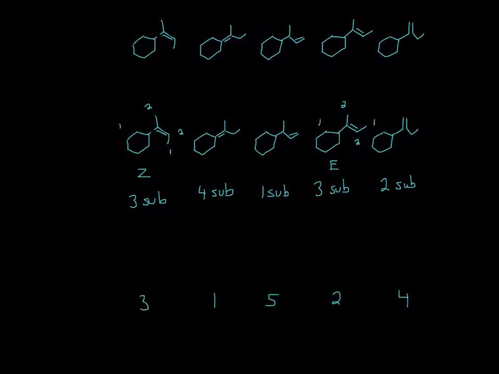So if we look at our answer, we have 4 substituents, that'll be 1, and since we just determined that this is trans, this will be 2, 3, and then this one has 2 substituents, 4, and then since this has the least amount of substituents, we have 5.